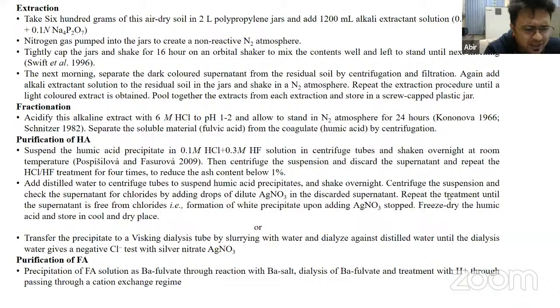So then we transfer those precipitates of humic acid into dialysis tubes, and then we dialyze against distilled water until the dialysis water gives a negative chlorine test. So if it's free from chlorine, then we say it's free from all the excess ions. So now we have our humic acid in very pure form.